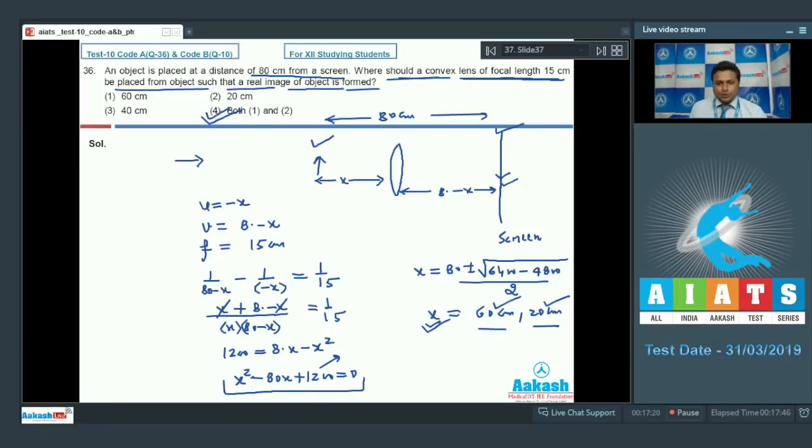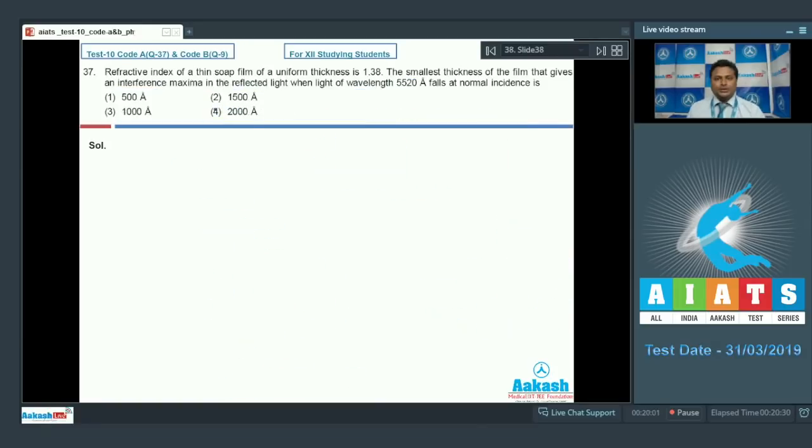Now let us proceed to the next question, that is question number 37. So here is question number 37. Refractive index of thin soap film of uniform thickness is 1.38. The smallest thickness of film that gives an interference maxima in the reflected light when light of wavelength 5520 angstrom falls at a normal incidence.